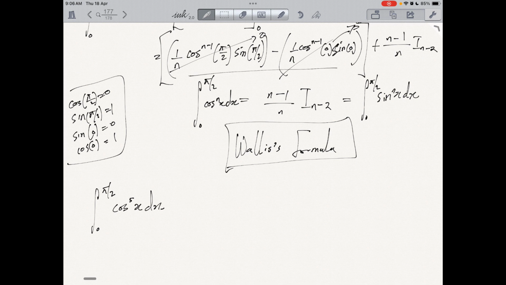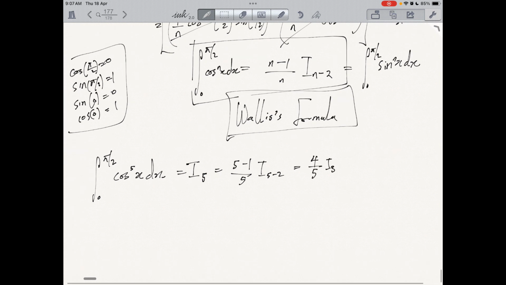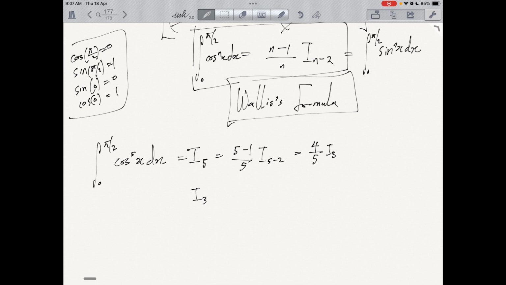Now we have found an expression for cos raised to power n of x, and in this case n is equal to 5, so we have I5. So we substitute our value of n, that will give us (5 minus 1) over 5 of I_(5-2), which is 4 over 5 I3. Then we can evaluate I3, that will give us (3 minus 1) over 3 of I_(3-2), and that will give us 2 over 3 I1.